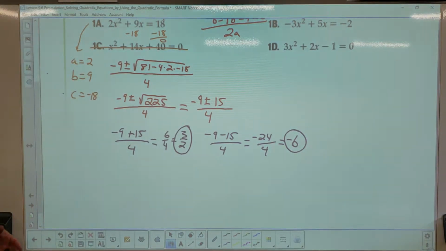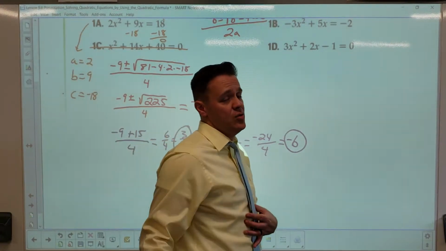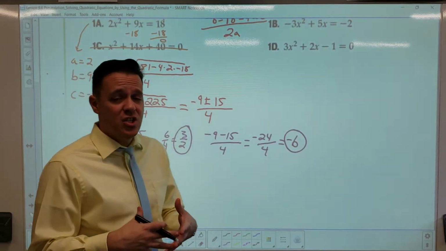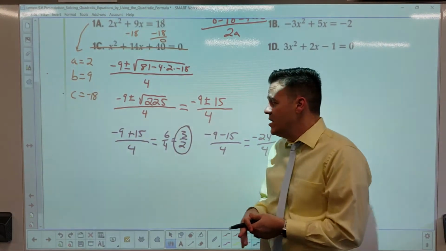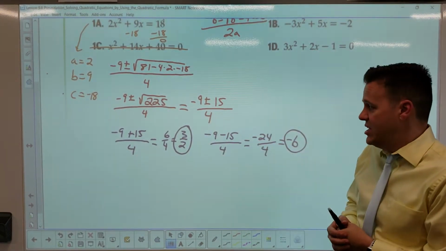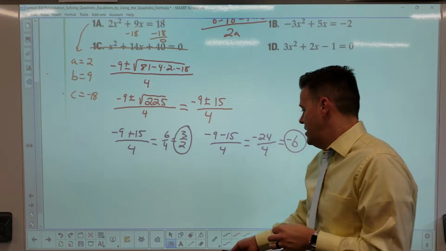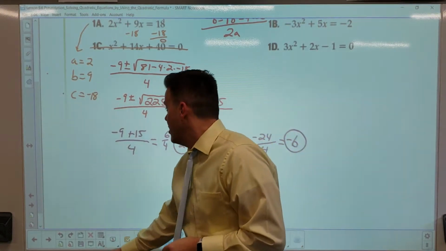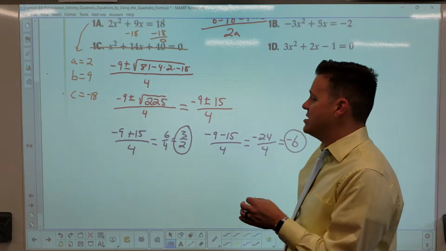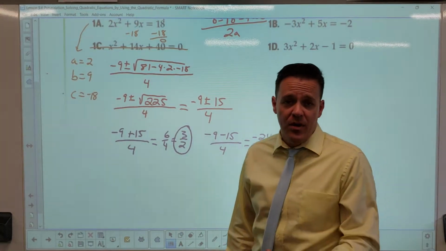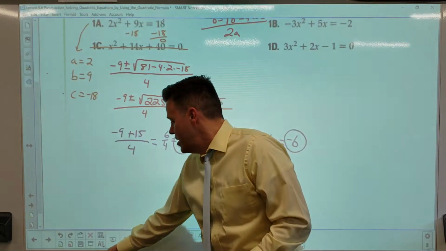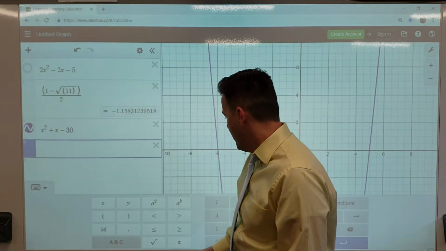All right, can you check this in Desmos? Yes, you can. The problem with Desmos is that everything is presented to you in decimal form, okay? So you won't see 3 over 2. You won't even see negative 6. But what you will see is the decimal equivalent of 3 over 2, which, if you don't know, is 1.5.